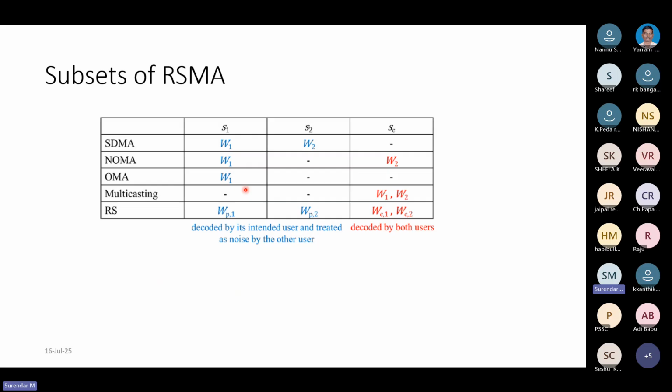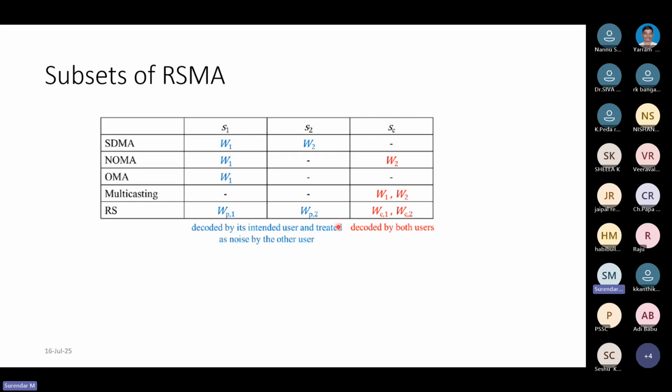And in OMA, orthogonal multiple access, in one part of time you need to send one user's message, and in the second part of time you send the other user's message. So S1 is sent in the first part. The remaining parts are deactivated, that is P2 and the common part are made 0. There is nothing being sent there. Okay, so that corresponds to OMA. And multicasting means we will be sending W1 and W2 together. That concept we are not looking into so strongly.